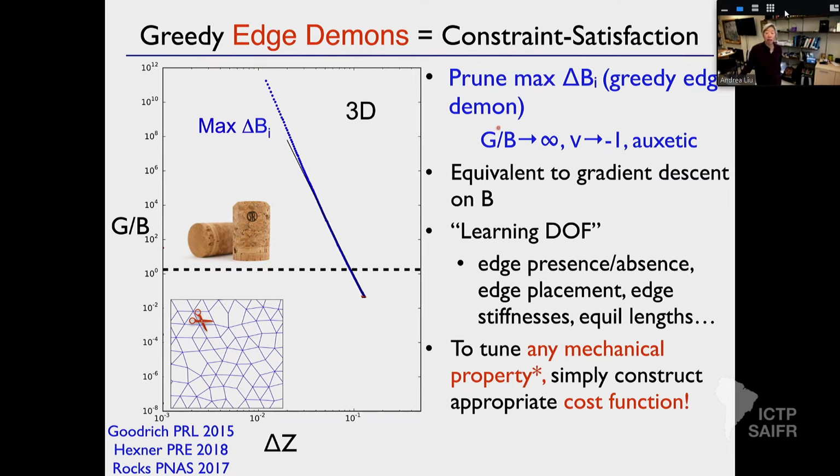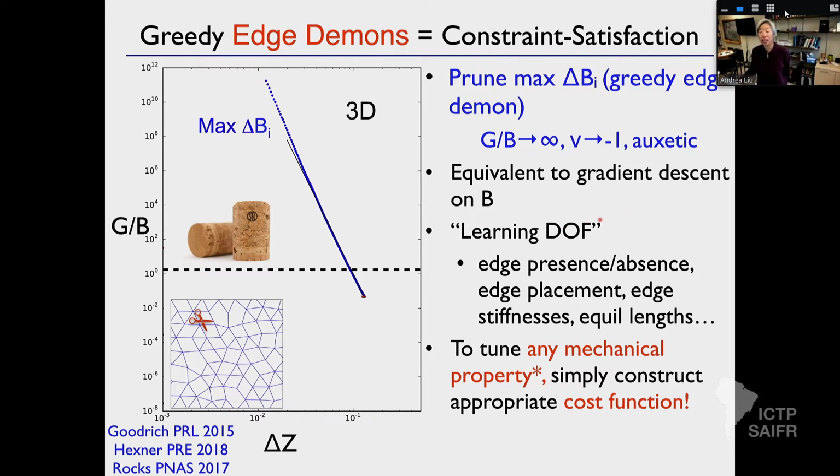So if we think about what we're doing, we're doing gradient descent on the bulk modulus. When we're taking away the thing that changes the bulk modulus the most, we're taking the step, right, that we're doing gradient descent on the bulk modulus. And what are our learning degrees of freedom here? What are we doing here?